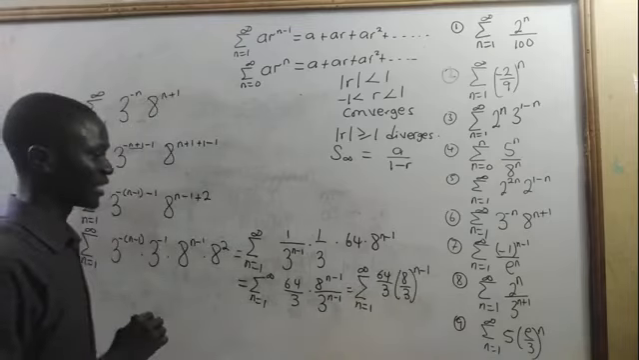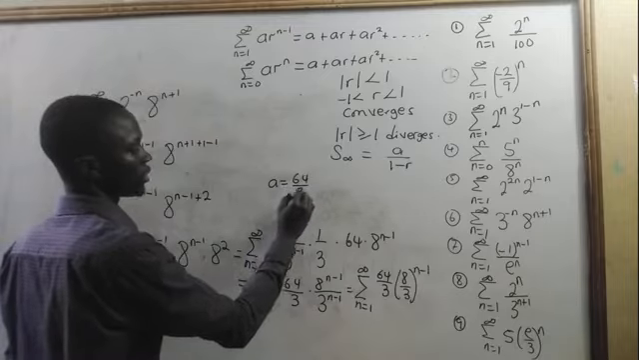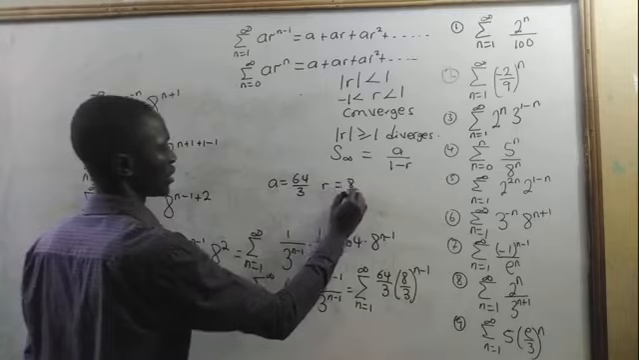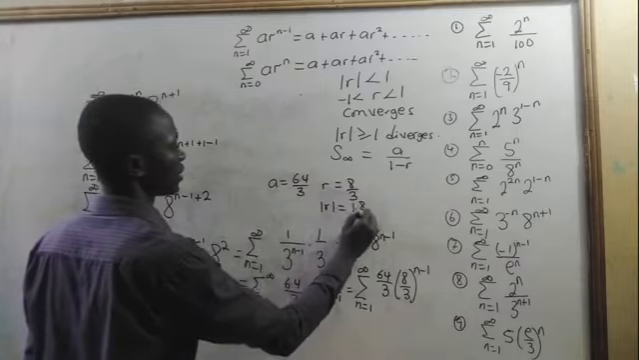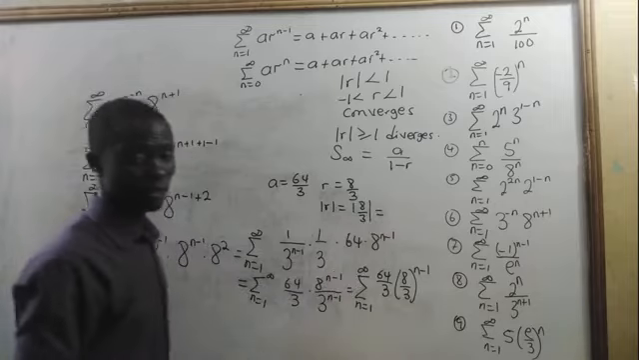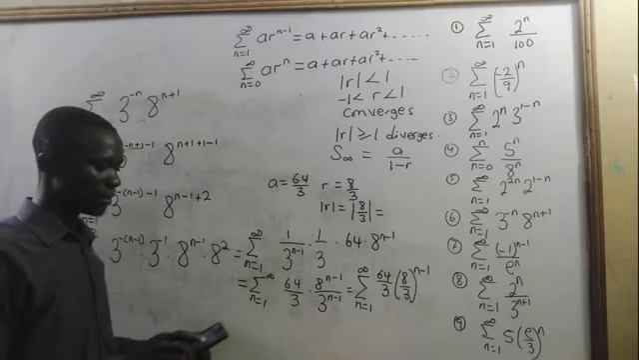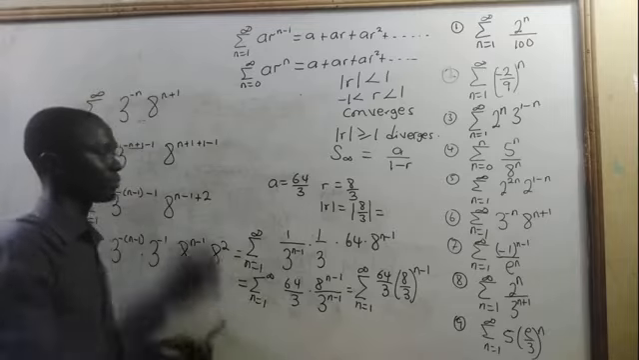Very simple as that. So here we have a equal to 64 on 3, and we have r equals 8 on 3. Now the absolute value of r is equal to the absolute value of 8 on 3, and that is 8 on 3 is greater than 1. Check and see. That will give us 2 point something. Yes. That will give us 2.66666.